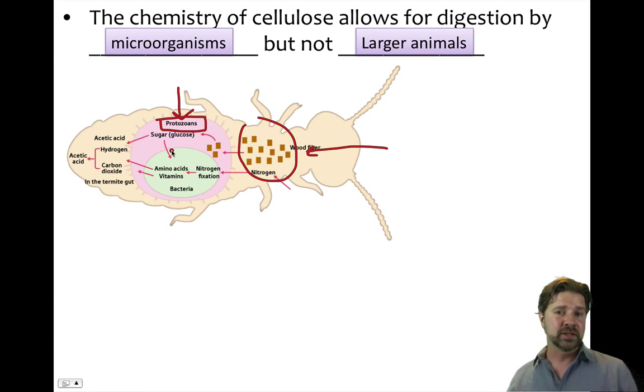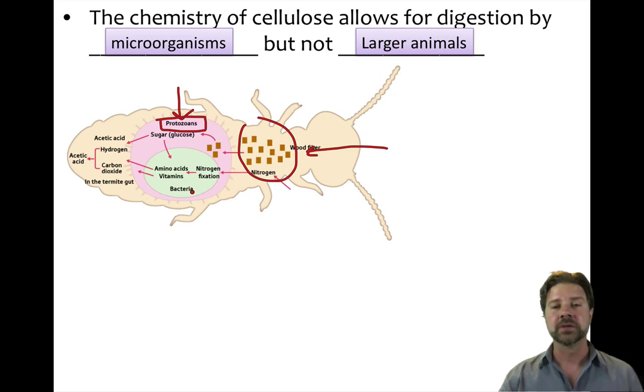So what does the protozoan gain? It gains protection by the termite. What does the termite gain? Well, it gains the ability to get energy from cellulose, which it normally couldn't do unless it had protozoans inside of it.